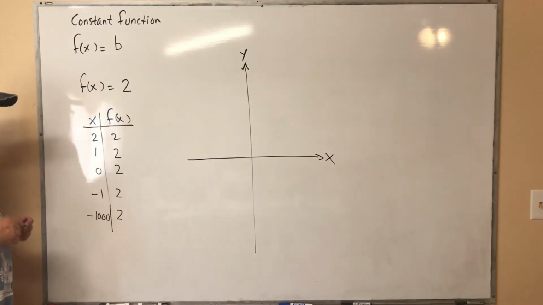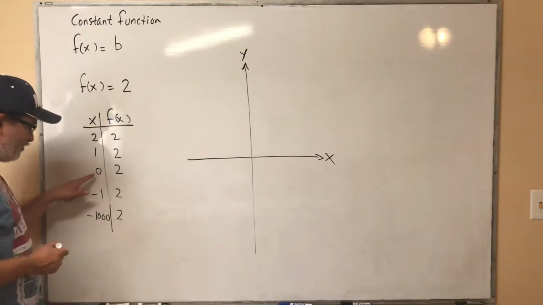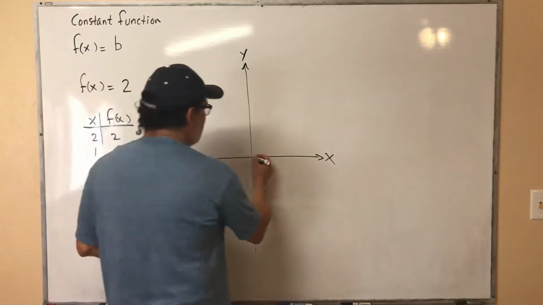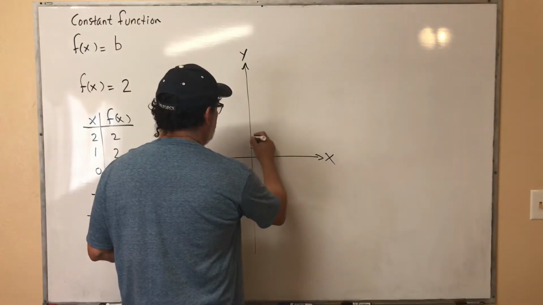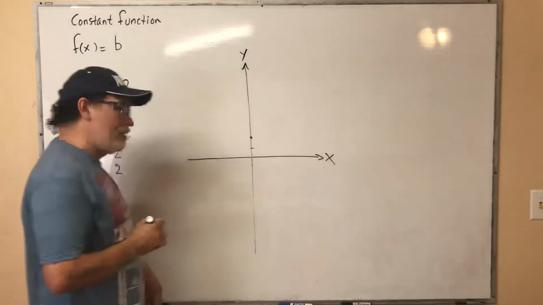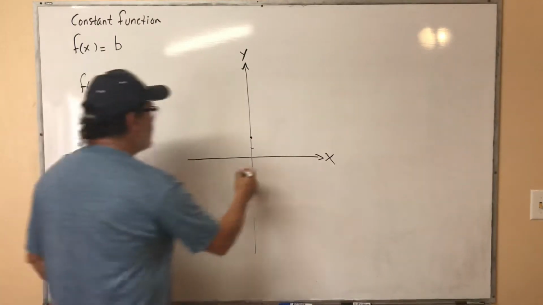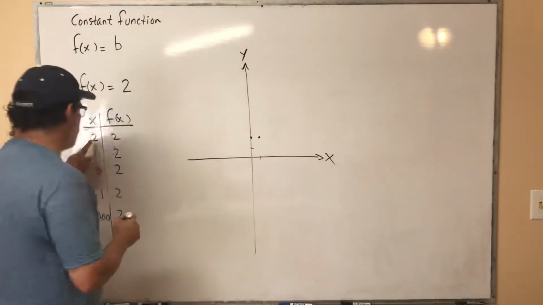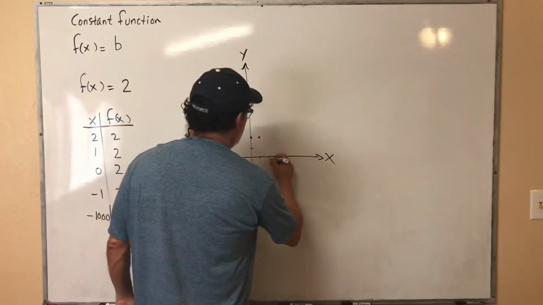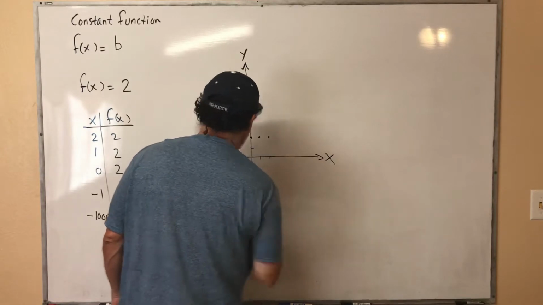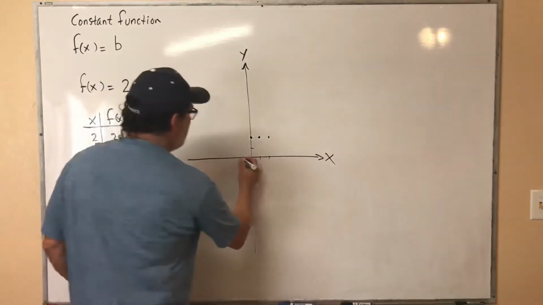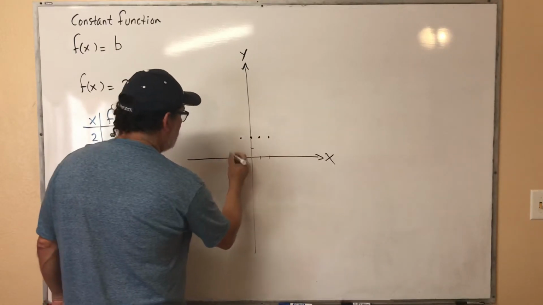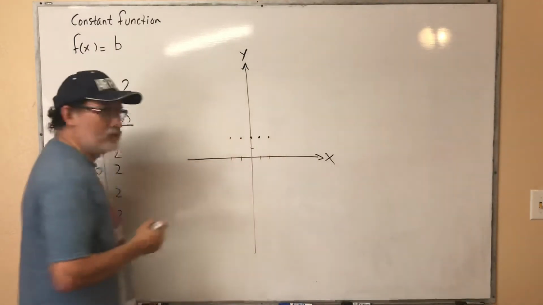Okay. Let's graph it. X equals 0, y is 2. X equals 1, y is 2. X equals 2, f of 2 is 2. X equals negative 1, 2. Negative 2, 2, it's always 2.